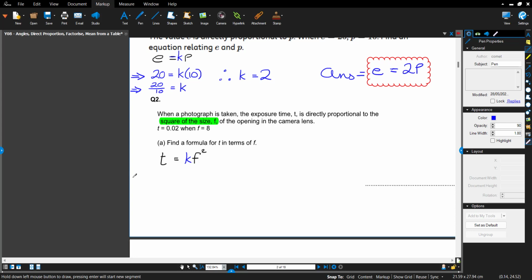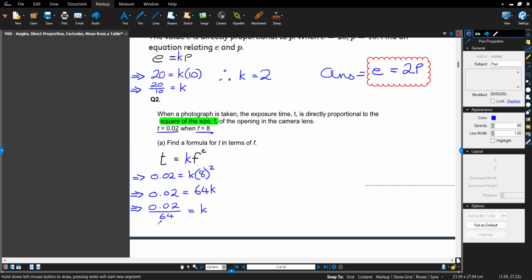So just put in the values. That implies t is 0.02. 0.02 equals k times f squared, which in this case is 8 squared. Got it from here and here. That implies 0.02 equals 64k. Okay. That implies 0.02 over 64 equals k.